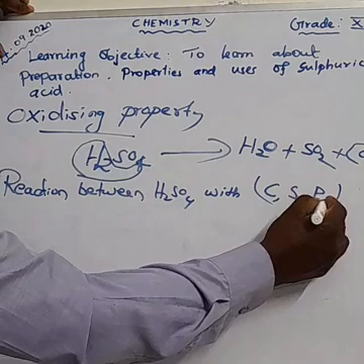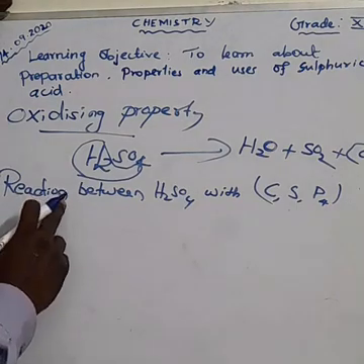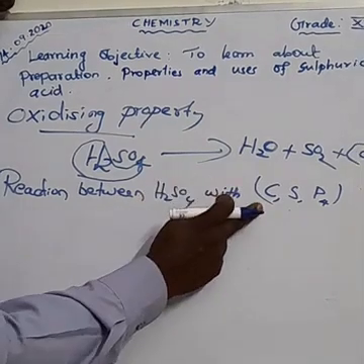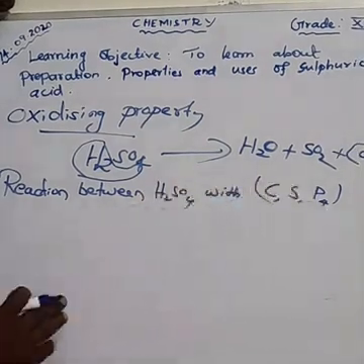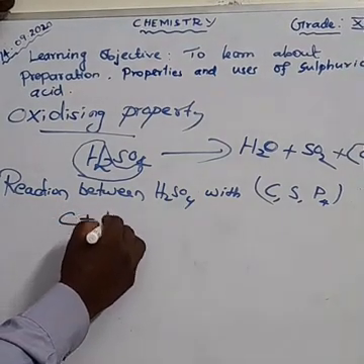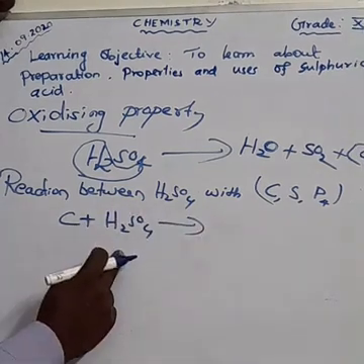P4, phosphorus, is a polyatomic molecule. Sulfur is also a monatomic. Okay. We have the reaction between sulfuric acid with carbon, sulfur, and also phosphorus. Here, carbon reacts with sulfuric acid.